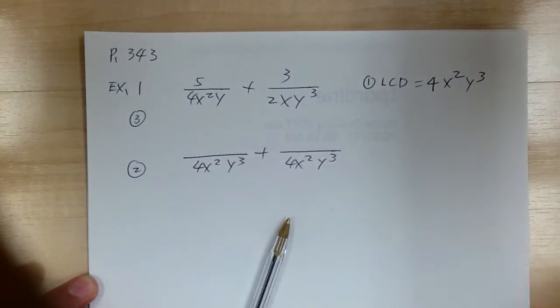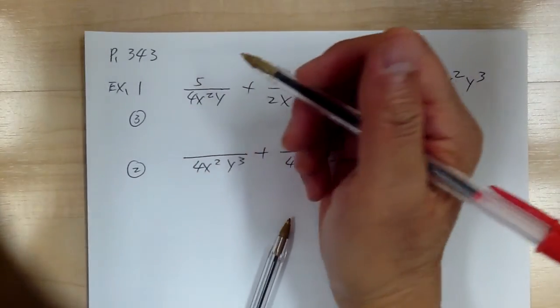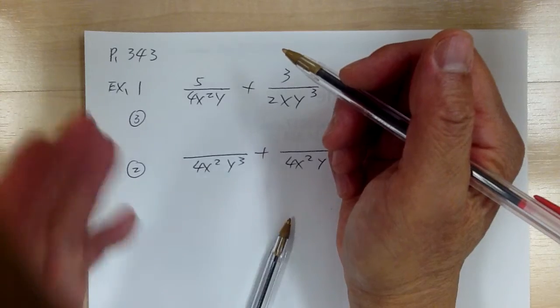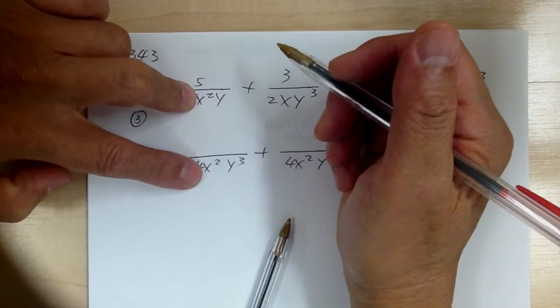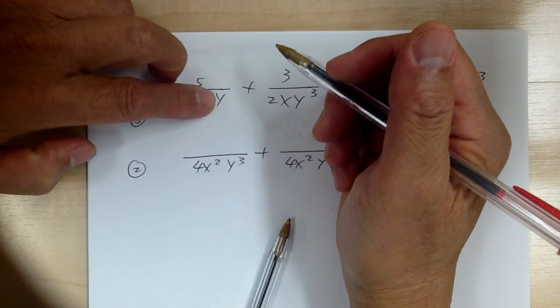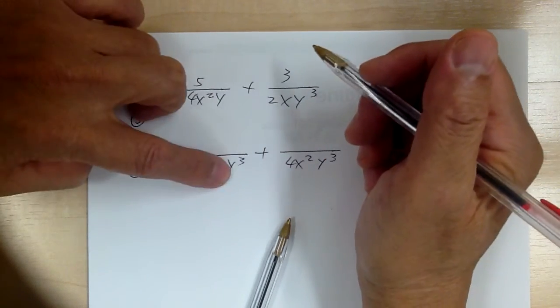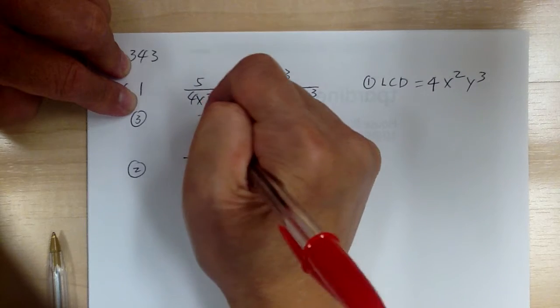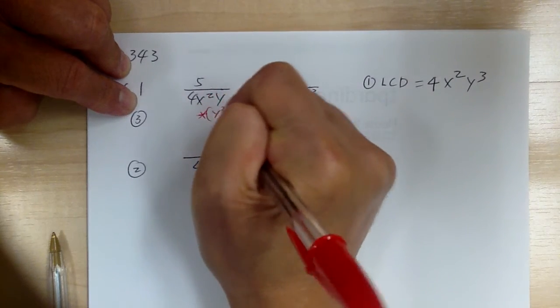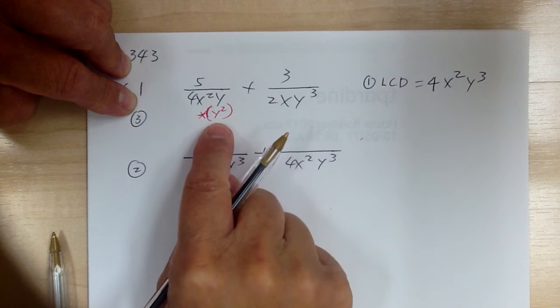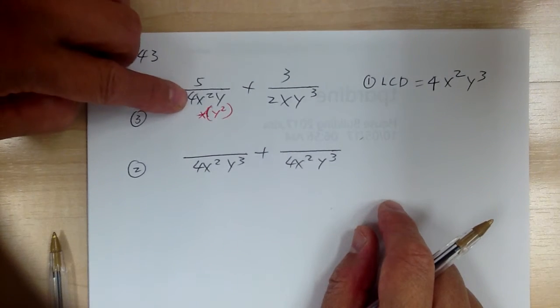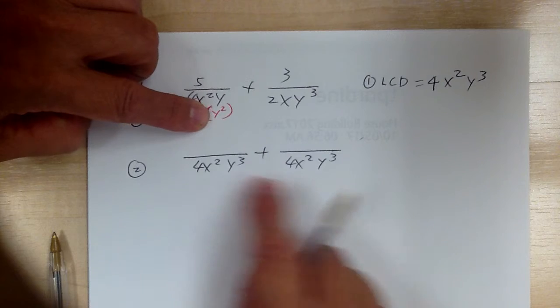Figure out what you are missing. So again, just go down the list: the number, alphabet, and the group. So 4 and 4, so the number is good. You've got x squared, but you only have y. So to go from y to y cubed, you need to multiply by y squared. Write down what you need to multiply. So this denominator times y squared will give you this.